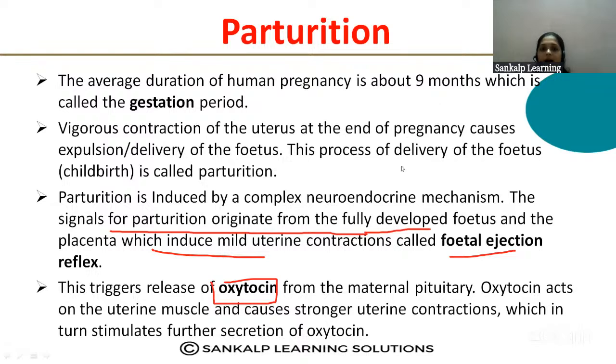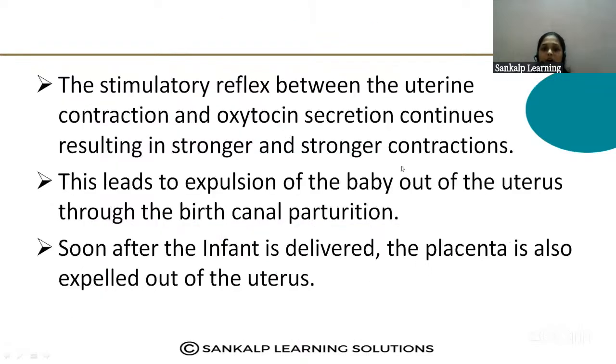Then after the stimulatory reflex, the uterine contraction and oxytocin secretion continue. Oxytocin is secreted continuously and it results in stronger and stronger contraction. Oxytocin causes the stronger contraction in the uterus and that leads to the expulsion of the baby, the delivery of the baby, which is called parturition. Soon after the infant is delivered, the placenta is also expelled out of the uterus. The placenta does not remain in the uterus.